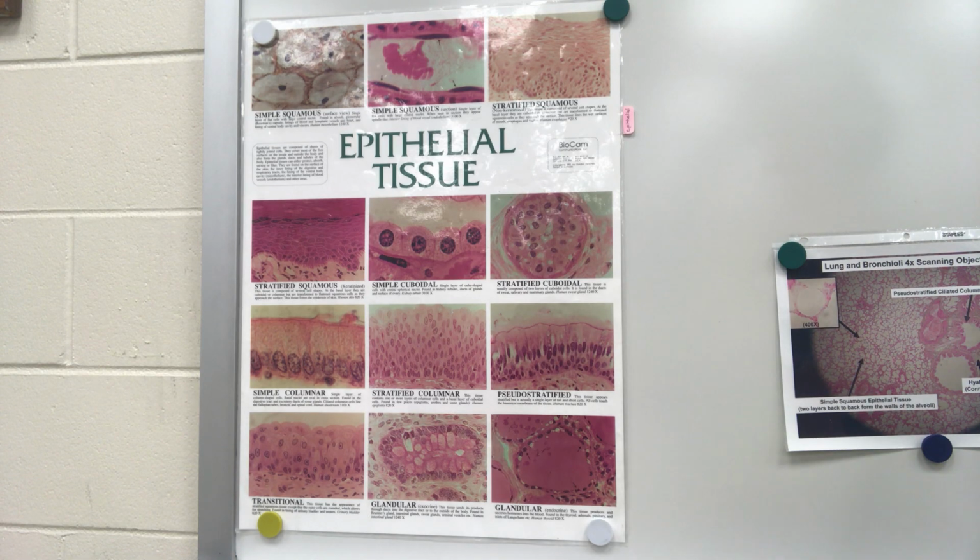Lab 4, we're going to look at tissues. Histology is the study of tissues. And a tissue is a group of cells with common structure, common function. We are going to look at 4 different groups of tissues.